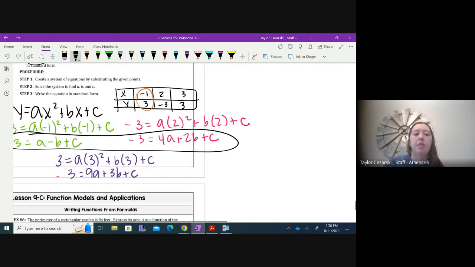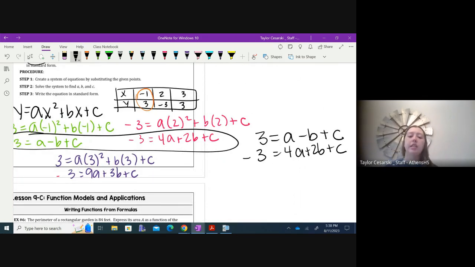So I'm going to stack them on top of each other. 3 equals a minus b plus c. Negative 3 equals 4a plus 2b plus c. The easiest thing to eliminate here is going to be c because they match up. If I subtract the equations, they're just going to cancel out. So I'm going to subtract these two equations.